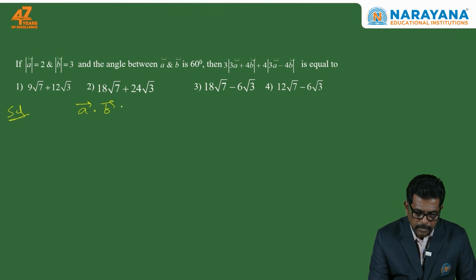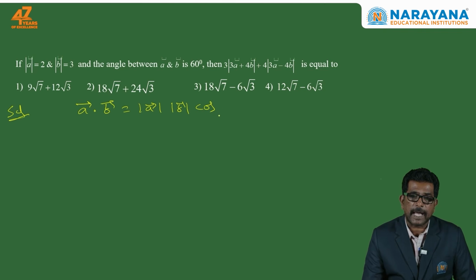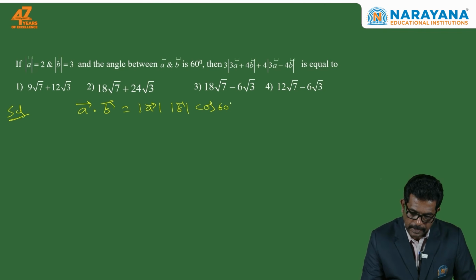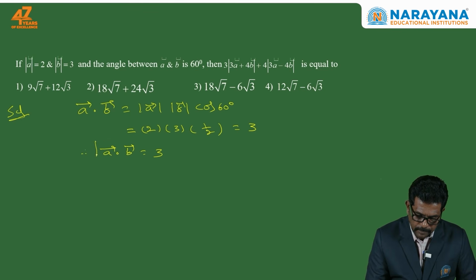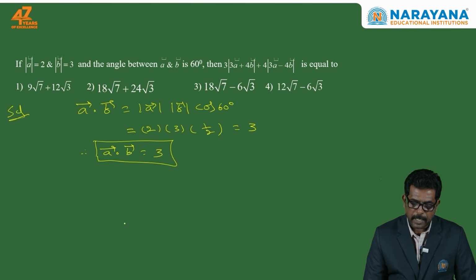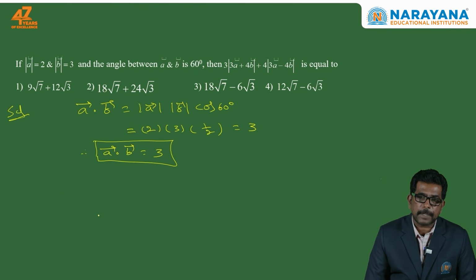So we start with the dot product of a bar and b bar. A bar dot b bar is equal to, we have the formula mod a bar mod b bar cos of the angle between a bar and b bar, that is 60 degrees. Now this is equal to mod a bar is 2, mod b bar is 3 and cos 60 is 1 by 2. This is equal to 3. So therefore, a bar dot b bar is equal to 3. Now we are going to calculate the magnitude of 3a bar plus 4b bar.